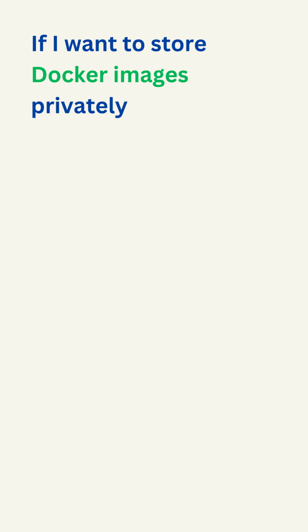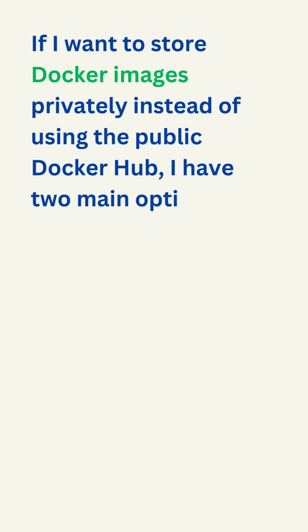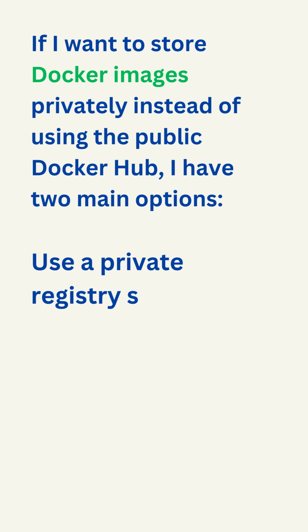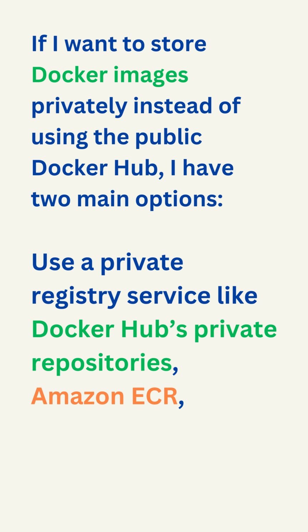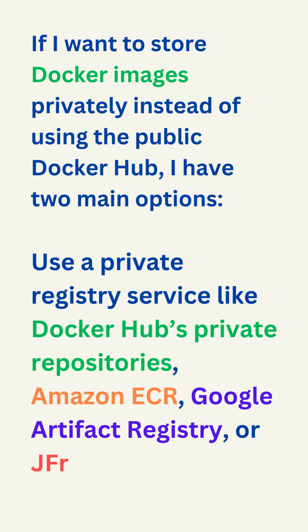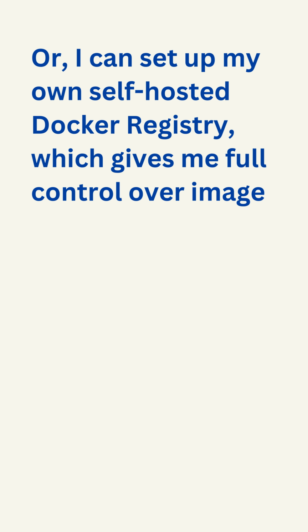If I want to store Docker images privately instead of using the public Docker Hub, I have two main options. Use a private registry service like Docker Hub's private repositories, Amazon ECR, Google Artifact Registry, or JFrog Artifactory. Or I can set up my own self-hosted Docker registry, which gives me full control over image storage.